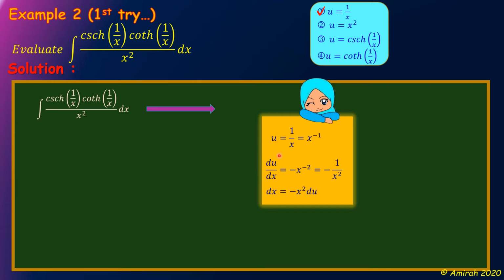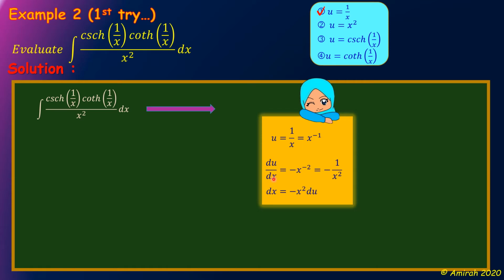When we use u substitution, we have two parts. The first part is derivative and the second part is integration. To differentiate 1 over x, we need to write it in the form of x to the power of negative 1 using the properties of indices. Then we can differentiate using the power rule. We move constant negative 1 to the front, and then x, and then we reduce 1 from the exponent, so we get negative 2 here. Then we can write in terms of positive exponent, moving down using the properties of indices again. After that, we write dx as the subject.